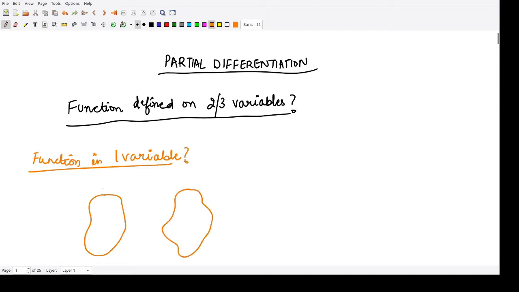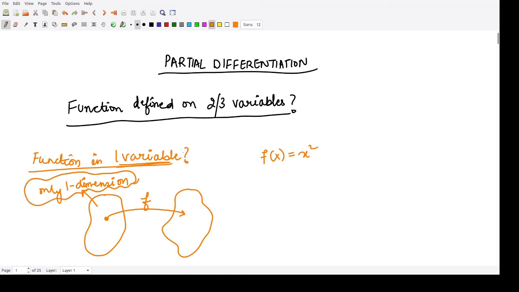Suppose you have some set over here, right? Say x or y. So you have f of x is equal to say x square, that is your function. Why? Because every element from this domain is mapped to some unique element in this set by this function f. So that is the function in one variable, because here all the numbers represent only one dimension. But in most real life phenomena, any phenomenon is dependent on more than one variable.